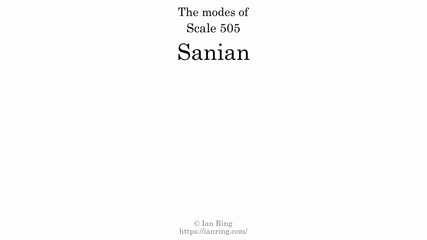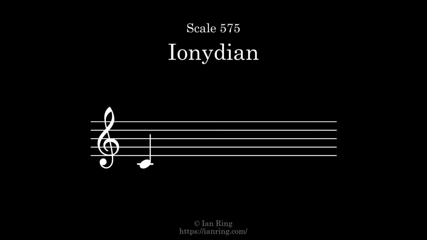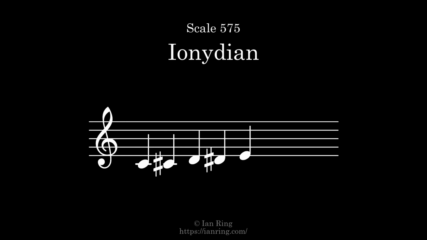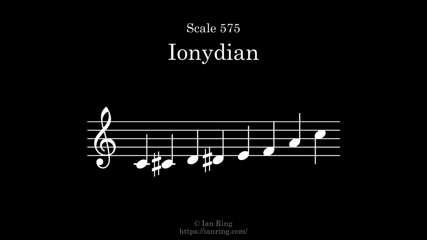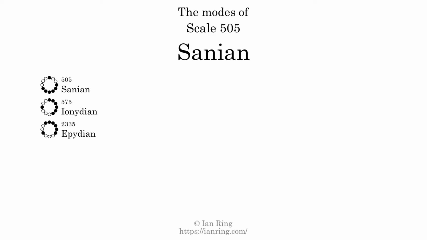This scale has 7 modes. The first mode is itself. The second mode is scale 575, also known as Ionidian. It sounds like this. The third mode is scale 2335, also known as Epidian. It sounds like this.